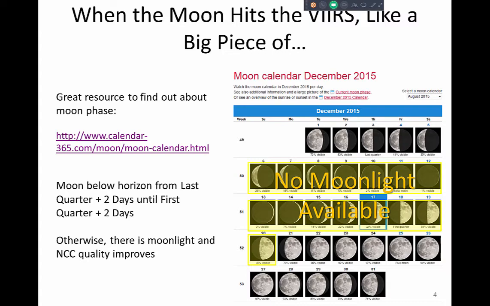So what we say is that the moon will be below the horizon if you start from 2 days after a last quarter moon, and you'll have no moonlight available until 2 days after a first quarter moon. So it's about a 2-week period where you'll have no moonlight, and then the next 2-week period you will have moonlight. And starting next week, we are going to be having moonlight for the NCC imagery. And the image quality definitely improves when there is moonlight available.